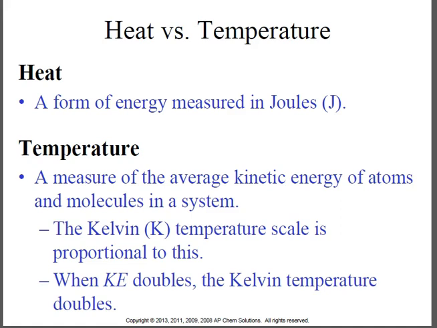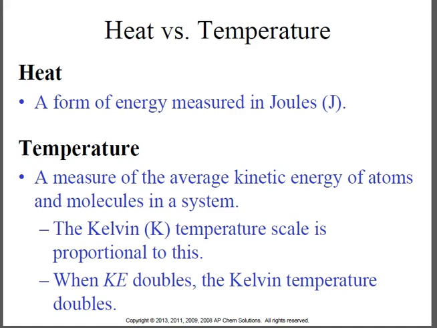The Kelvin temperature scale is what we'll focus on, and we can use Celsius as well, but when we talk about the Kelvin temperature, it is proportional to the energy. So if the Kelvin temperature doubles, so does the kinetic energy. Those are directly related. This is not true for Celsius because there are negative temperatures in Celsius, so it's not what we call an absolute scale.